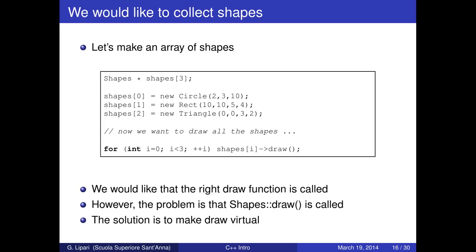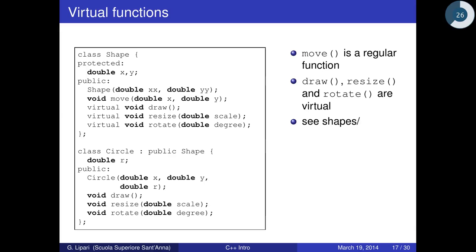Now this means that the actual function to be called is not decided at compile time, but it's decided at runtime. So it's decided dynamically. Why? Because in this moment, when the compiler tries to translate this code into actual assembler code, it doesn't know anything about which object is going to be pointed. So it doesn't know which function must be called. Only at runtime, I actually know which function is going to be called.